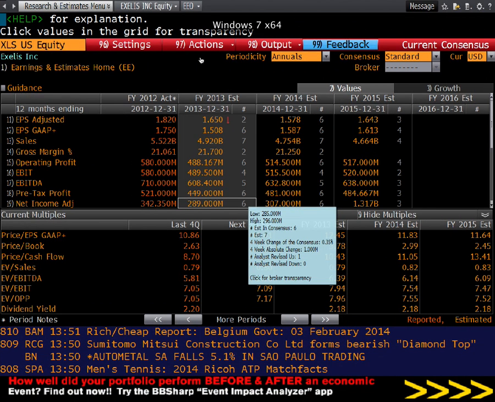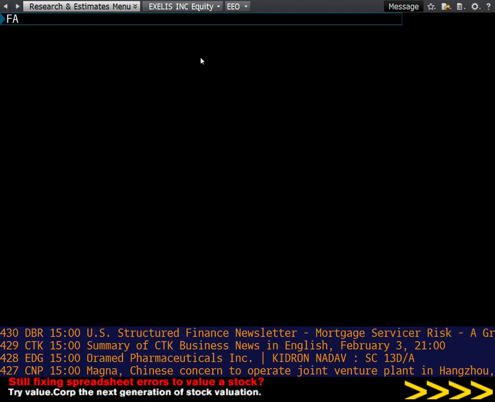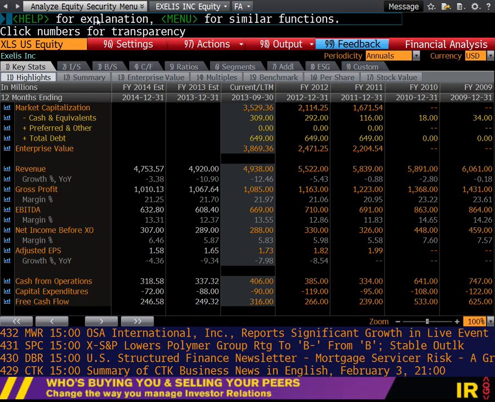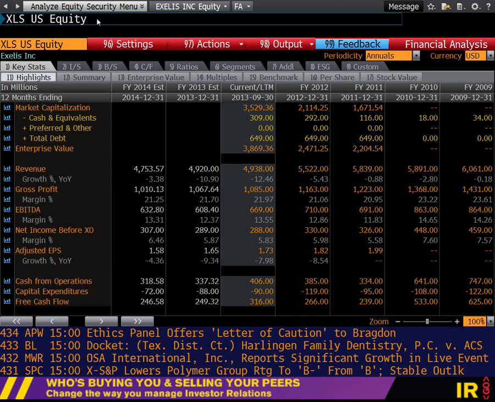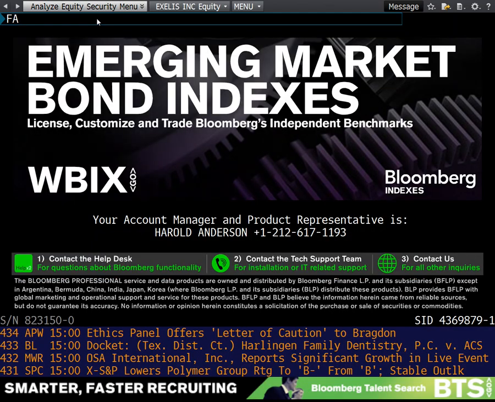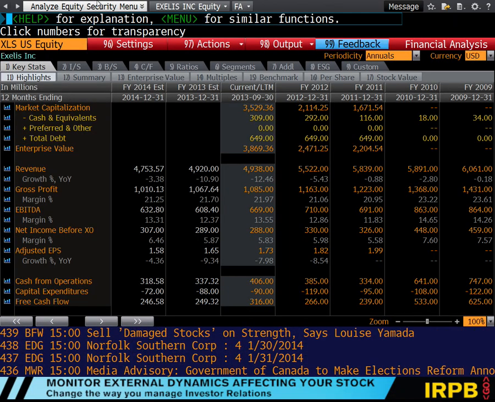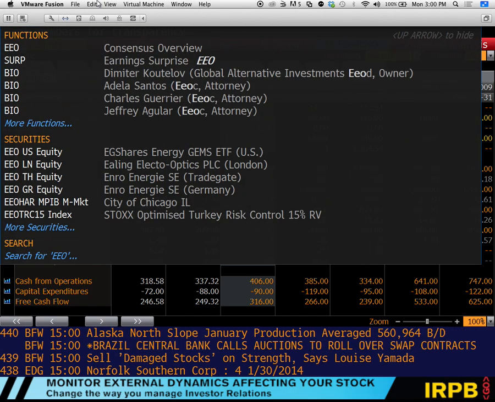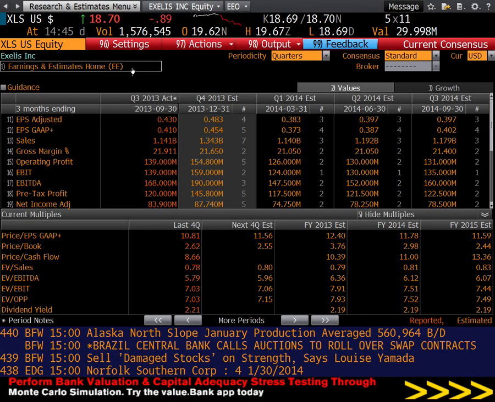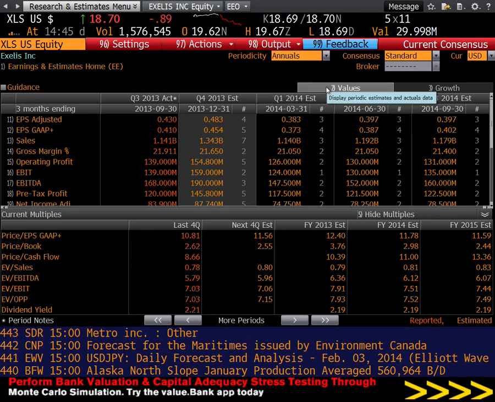I look up in Bloomberg the FA screen for Excelis. So first of all, start typing Excelis, US equity. And then I go to FA for financial analysis. Actually, sorry, I go to EEO for earnings estimates. I want to know about the future, not the past. So I go to EEO, and I switch to an annualized view. I want to see what the analysts say about their future.